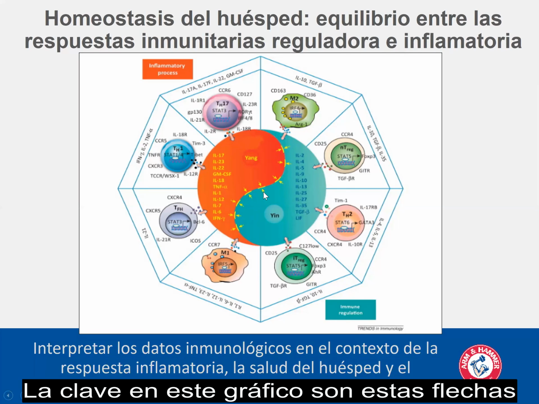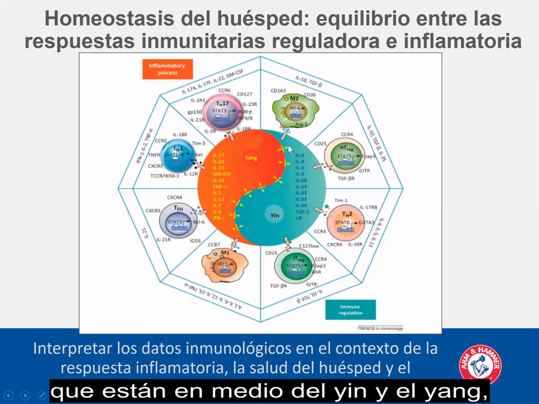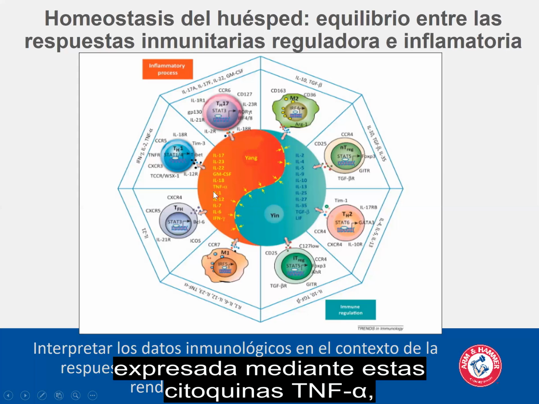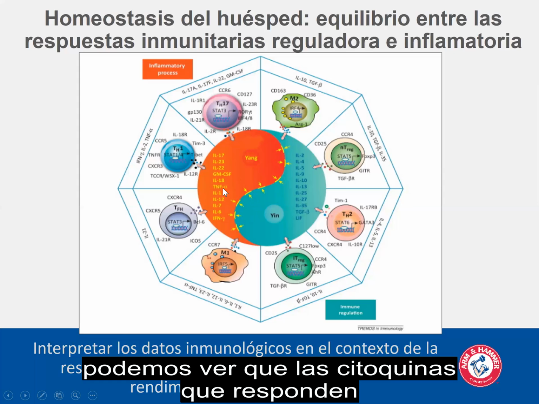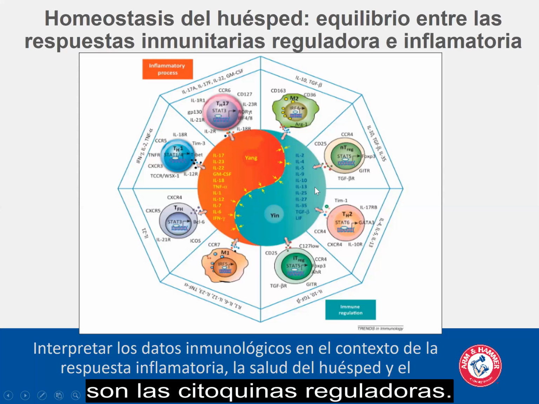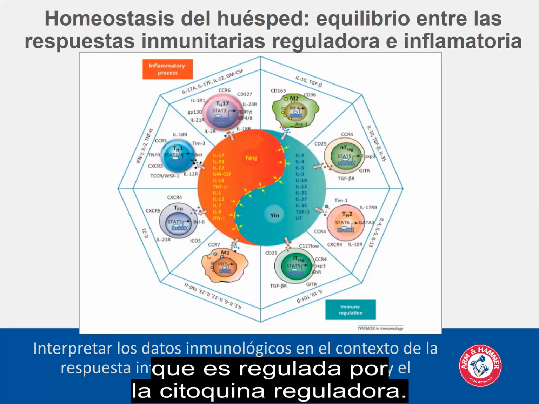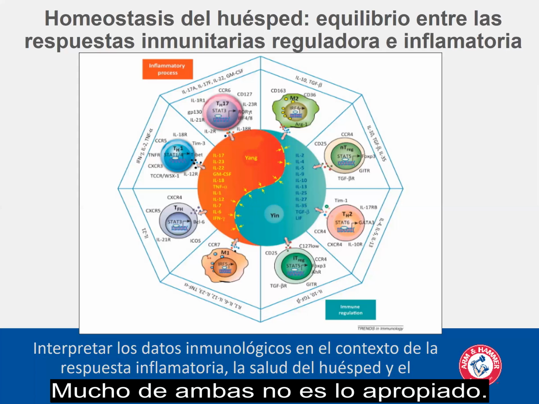And what's really key here are these little arrows that are shown between the yin and the yang. Because if you have an inflammatory response, say with our tumor necrosis factor alpha cytokine here, the response to that inflammatory cytokine is going to be a regulatory cytokine, such as interleukin-10. So between the two, what you're looking at is an inflammatory response that then becomes regulated by the regulatory cytokine. And you don't want too much of either.